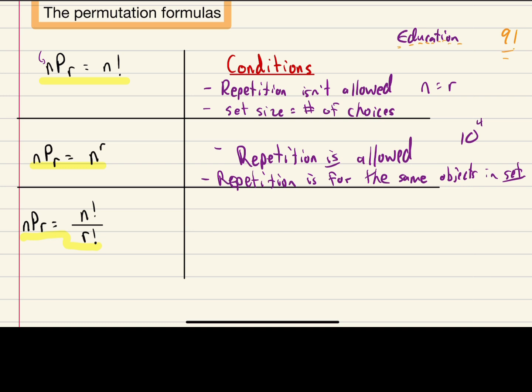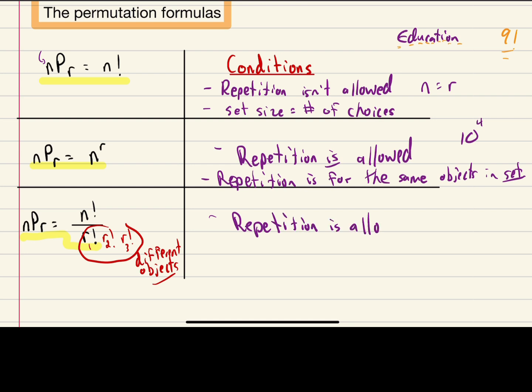Now, if we look at the third formula, where your number of permutations is equal to n factorial over r factorial, I think a better way to write it is r1 factorial times r2 factorial times r3 factorial, etc. And what that means is that this, again, refers to different objects within a set. Now, for this, once again, repetition must be allowed.